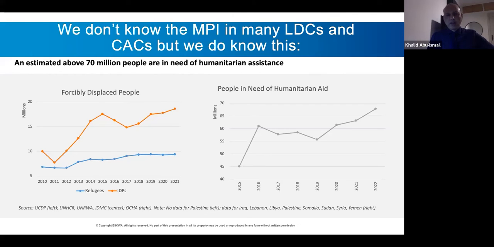We know that we have an estimated 70 million people in need of humanitarian assistance and aid, and that has been going up. We know that the trend also in forcibly displaced people, refugees and IDPs has been going up. So we expect that if we were to undertake surveys today and capture MPIs, they would perhaps also show an increasing trend, as opposed to the trend we witness in middle-income countries.